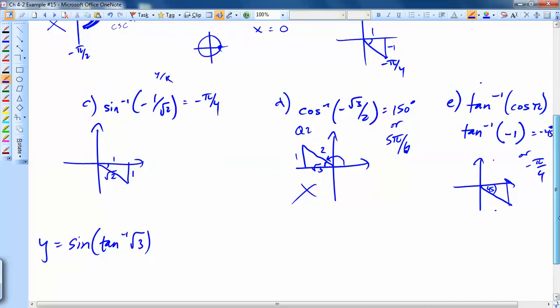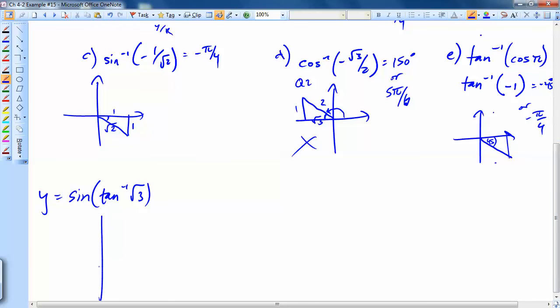So let's see. Tan inverse of root 3. That's the rise over the run, so it's like root 3 over 1. And it's got to be in the first or fourth quadrant because of the domain of tan. It's going to be between negative pi over 2 and pi over 2. So if I draw this in, my rise is root 3, my run is 1, so this is a 1, root 3, 2 triangle, which makes this 60 degrees.